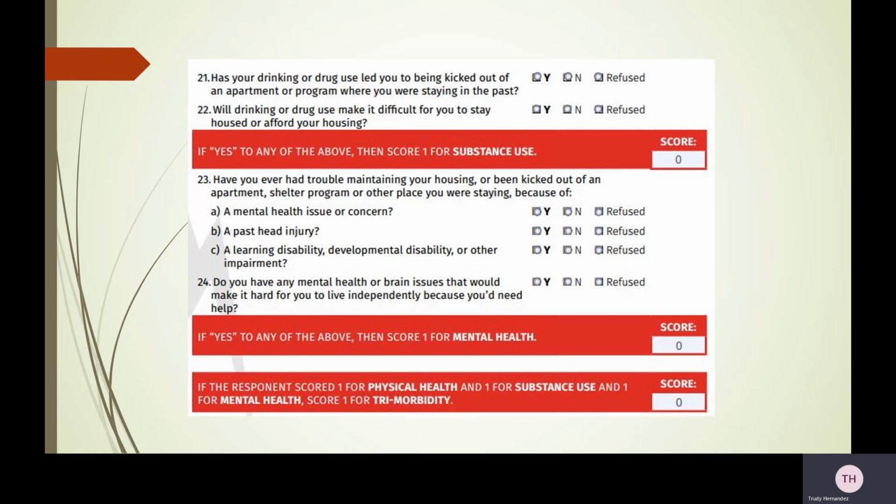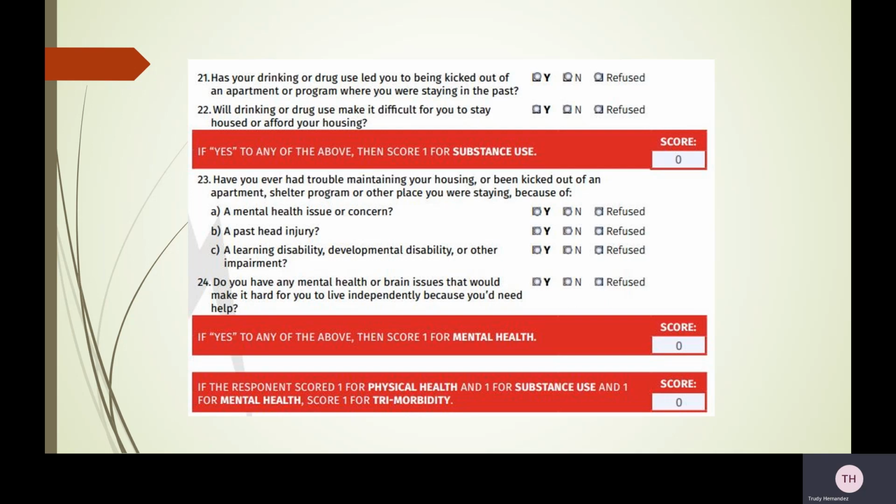21 and 22 is looking at substance use. So has your drinking or drug use led you to being kicked out of an apartment or program where you were staying in the past? Will drinking or drug use make it difficult for you to stay housed or afford your housing?